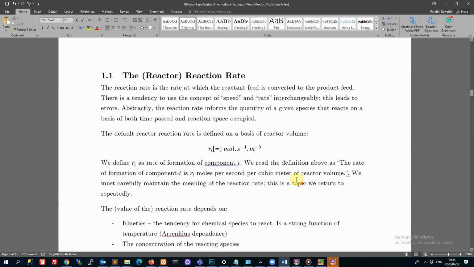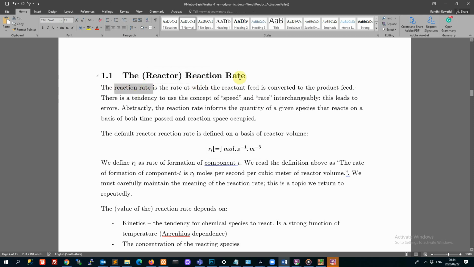In terms of the reaction rate, we typically define the reaction rate like this. So this is, in a sense, the default units of the reaction rate. So moles per second per cubic meter of reactor space. So let's just read it here. The reaction rate is a rate at which it's saying the reactant feed is converted to the product feed, but we'll see we abstract this a bit more.